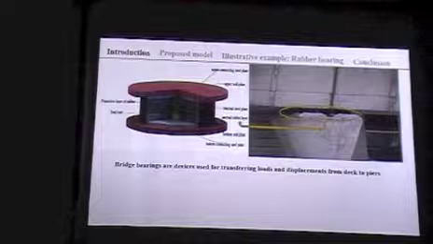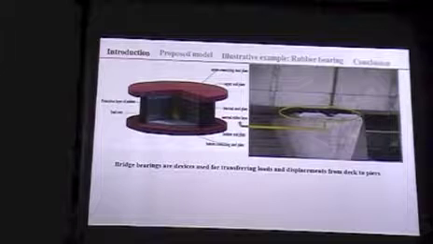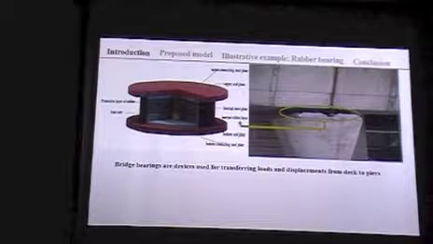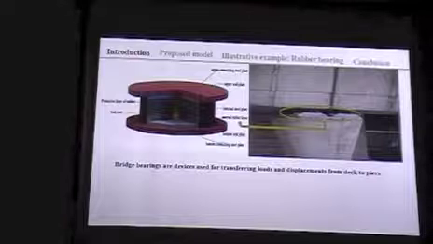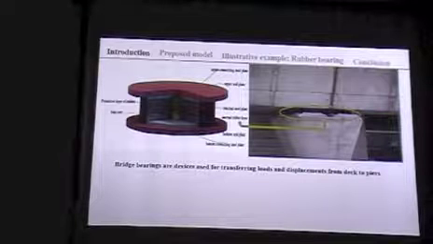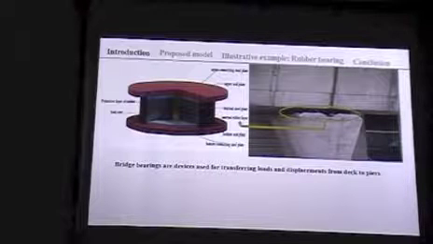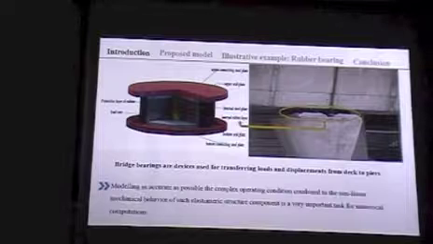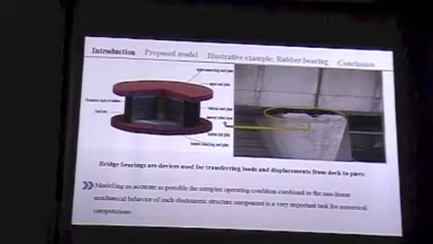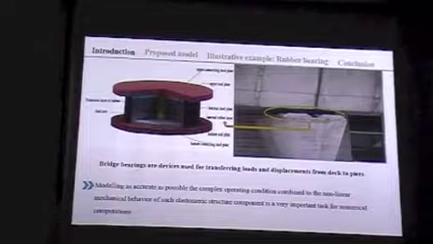Commonly, the rubber-like materials used for bridges are neoprene materials, and some recent studies report that these rubber-like materials exhibit compressible hyperelastic behavior, and that a volume variation occurs during the damage process. Thus, modeling as accurately as possible the complex operating conditions combined with the nonlinear mechanical behavior of such elastomeric structural components is a very important task for numerical computations.